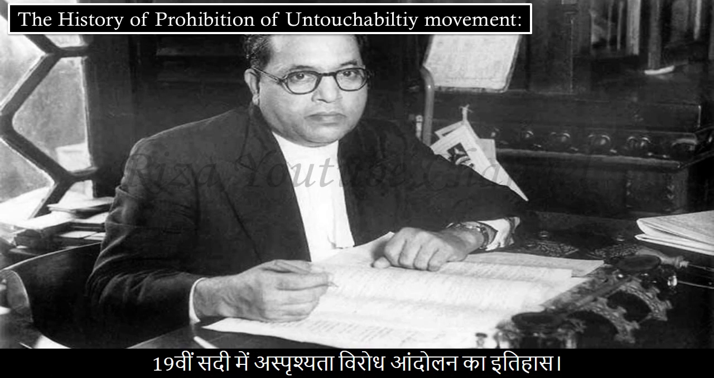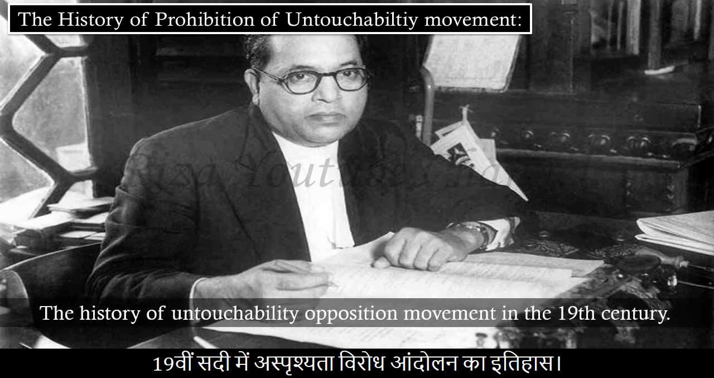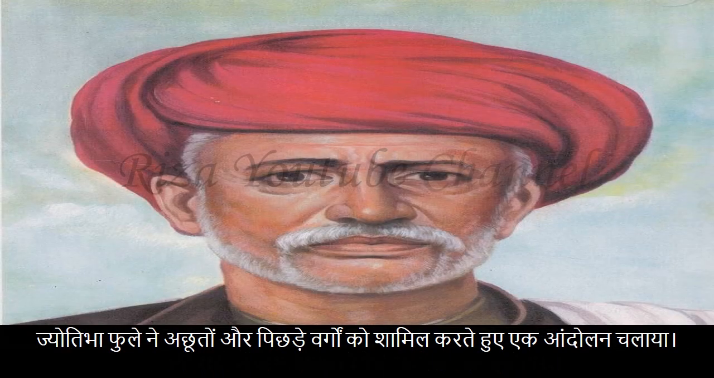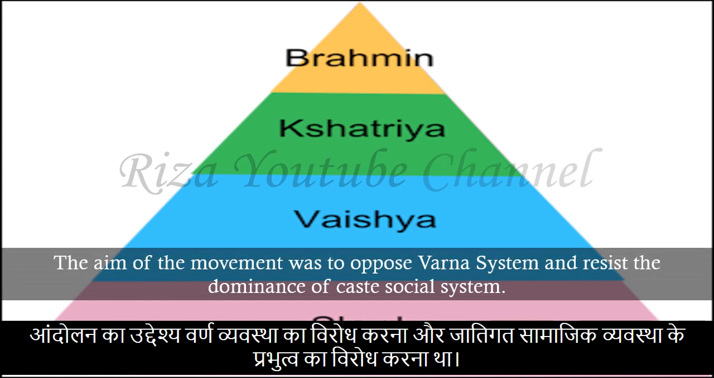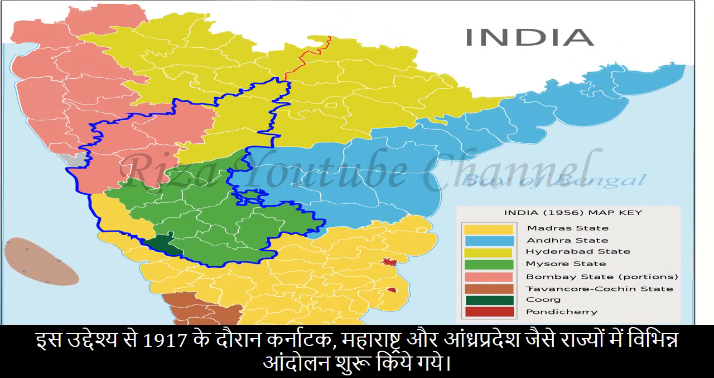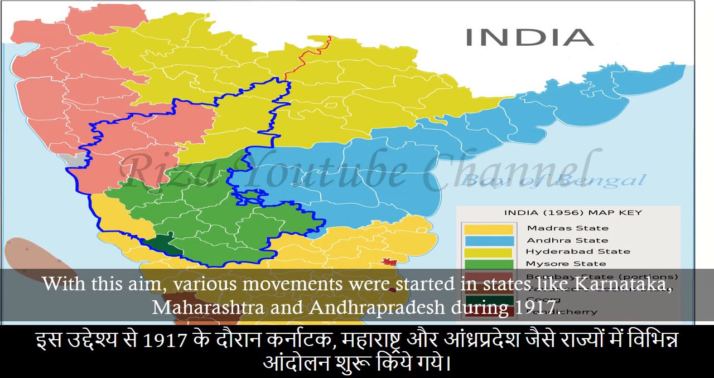The history of the prohibition of untouchability movement. Jyotiba Phule organized a movement including untouchables and backward classes. The aim of the movement was to oppose the Varna system and resist the dominance of the caste social system. With this aim, various movements were started in states like Karnataka, Maharashtra and Andhra Pradesh during 1917.